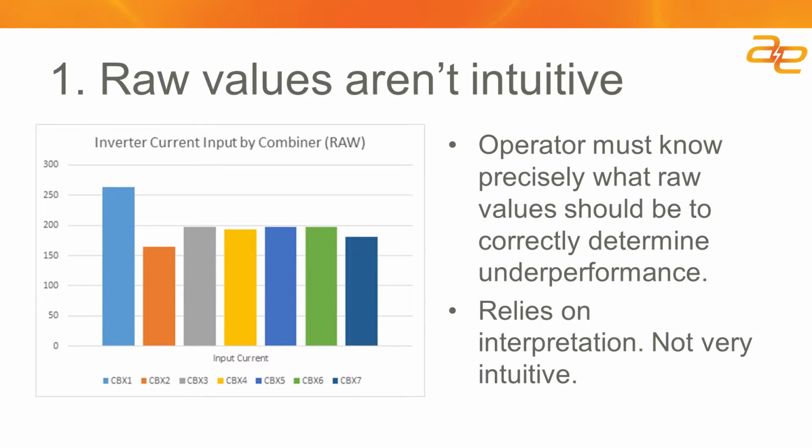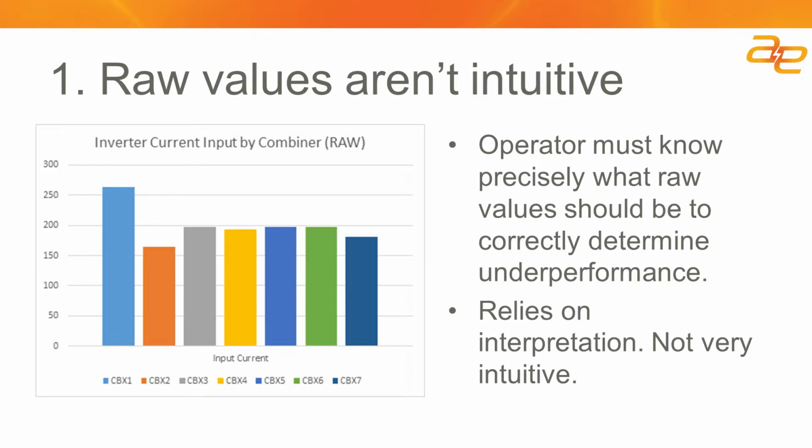So there are 3 general areas that I would suggest are most impactful in figuring out whether a site is running well or not. The first one is finding opportunities to normalize the data. We have a graph here, I mentioned it earlier. This is looking at the currents coming from different combiner boxes into an inverter. You've got different levels for different combiner boxes, and it's really hard to know just by looking at this whether or not the data is correct or not.